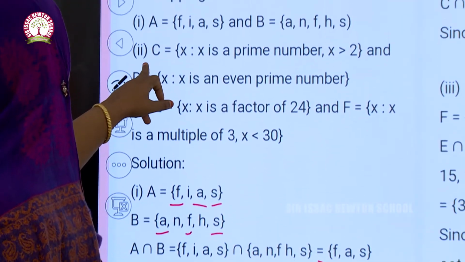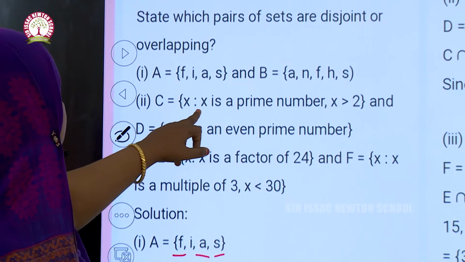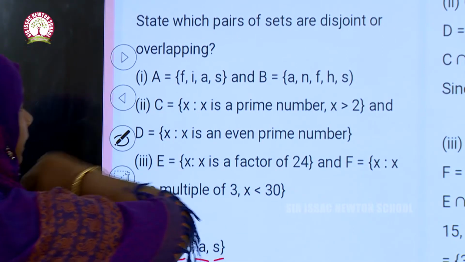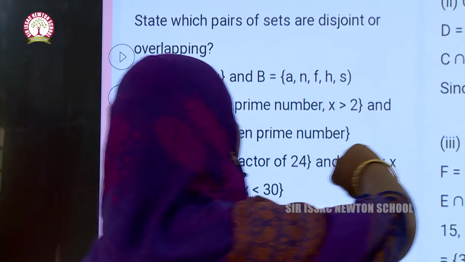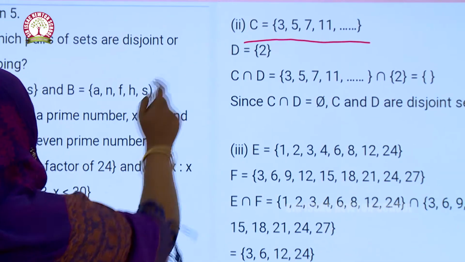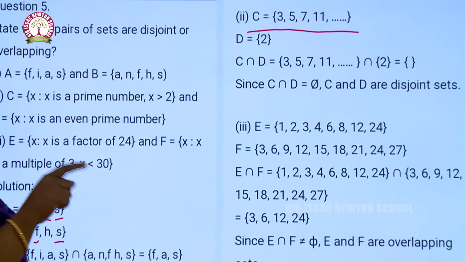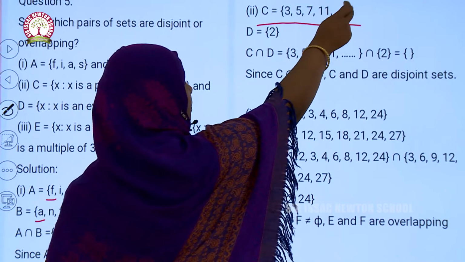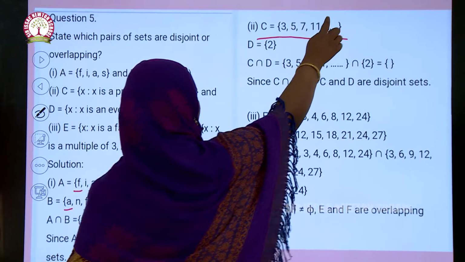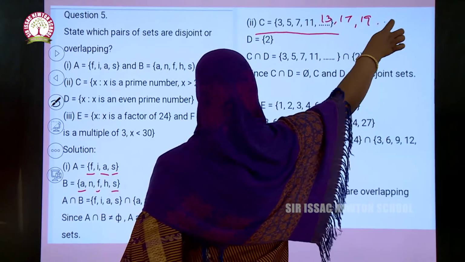Look at the second example. C is equal to the set of X such that X is a prime number and X is greater than 2. Now see how we have to write the set C. C is equal to the set of all X such that X is a prime number and X is greater than 2. So what are the prime numbers greater than 2? 3, 5, 7, 11, 13, 17, 19 and it goes on.